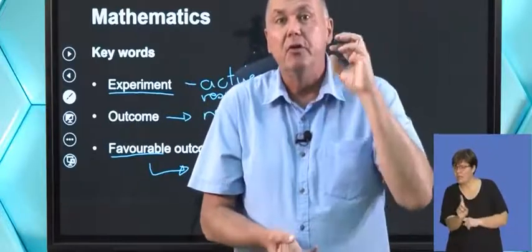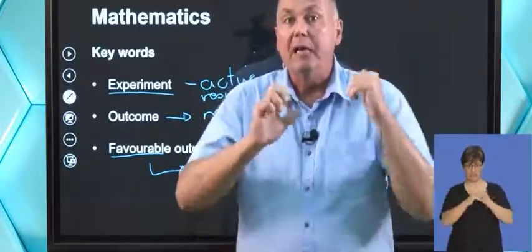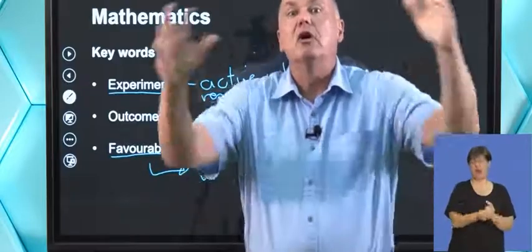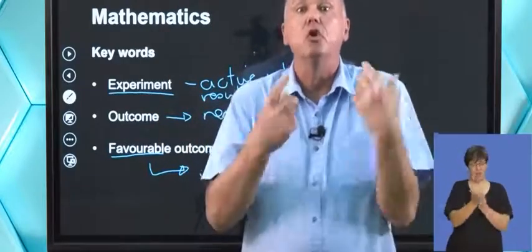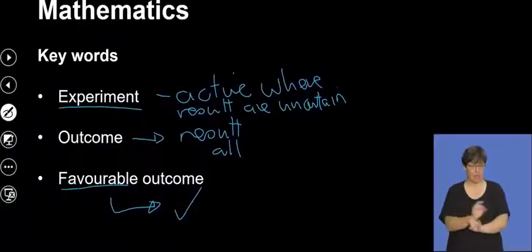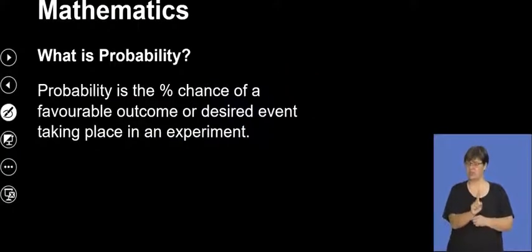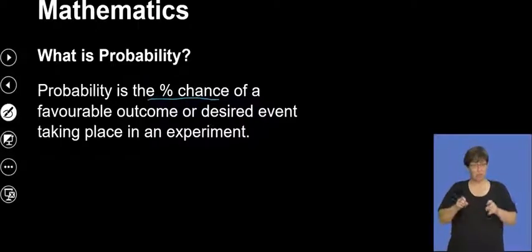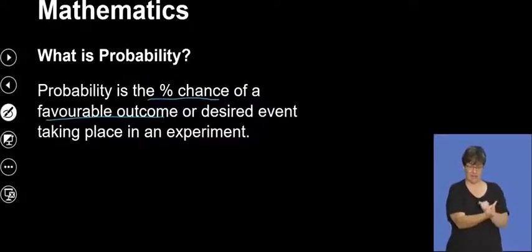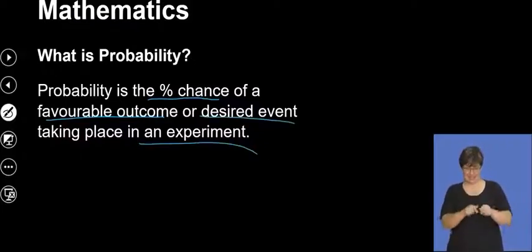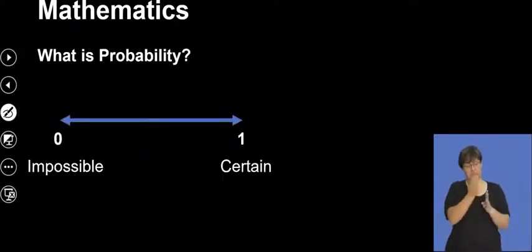Trying to establish the relationship between what we would like to happen and considering all the possibilities of what could happen. Let's make it clear. And so in our definition here of what probability is, we're saying probability is the percentage chance of a favorable event taking place, or a favorable outcome or desired event taking place in an experiment. So be very careful about how we're going to represent this. We can represent it in different ways. Here is one particular way of representing what probability is about.